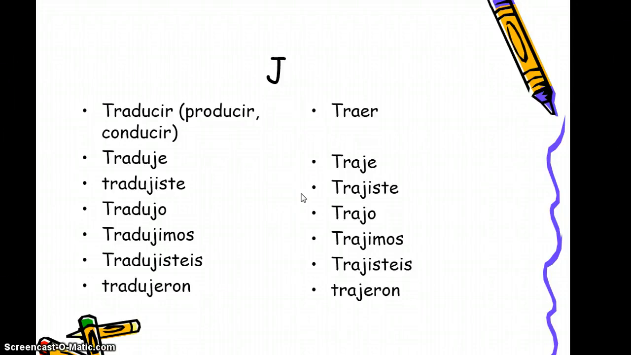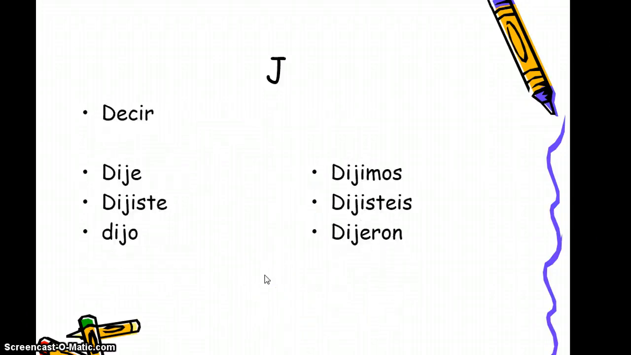Something similar happens with traer. Traje, trajiste, trajo, trajimos, trajisteis, trajeron. Take close note with J verbs also, the ustedes, ellos, ellas form, the third person plural form, never has an I after the J. Also in the J group is the verb decir. Dije, dijiste, dijo, dijimos, dijisteis, dijeron.